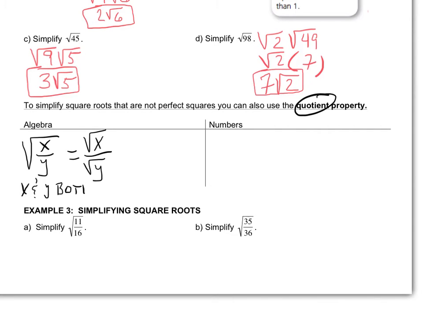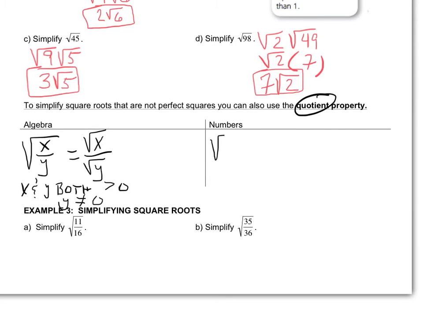On this one, x and y are both greater than 0, but also y cannot be 0. The reason for that is because obviously if y is 0, we're dividing by 0, which we cannot do, it's undefined. Okay? So here would be an example of what this might look like.